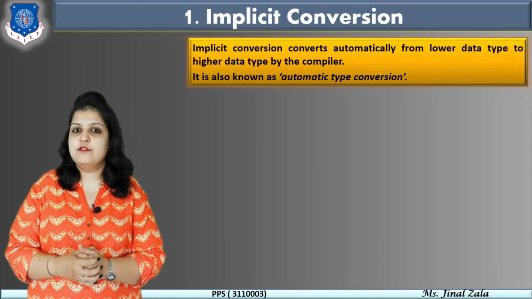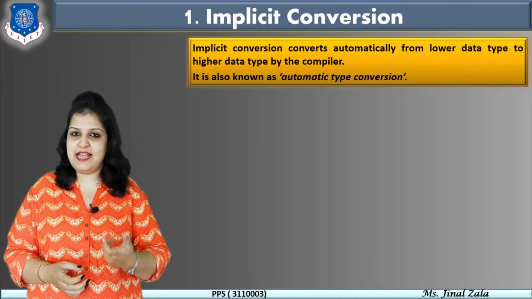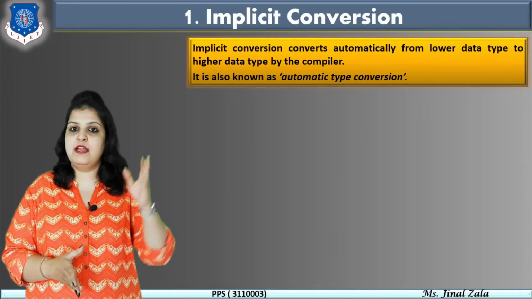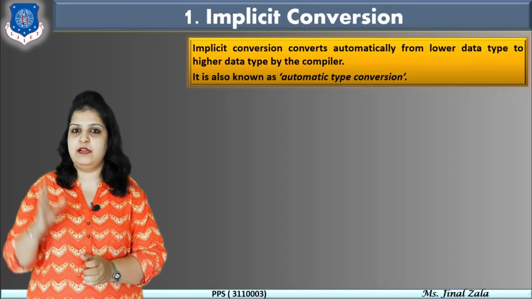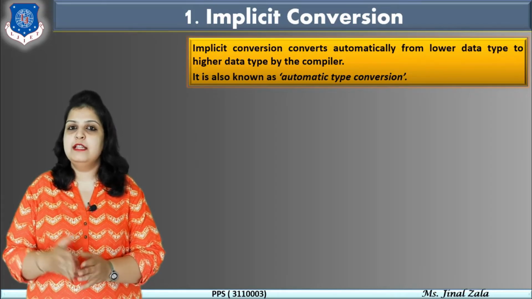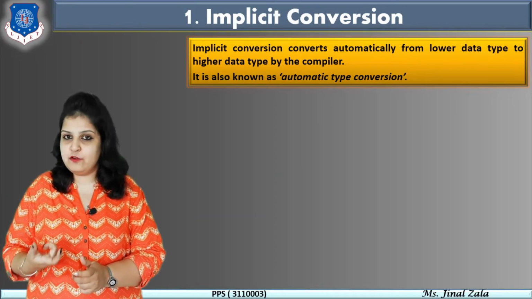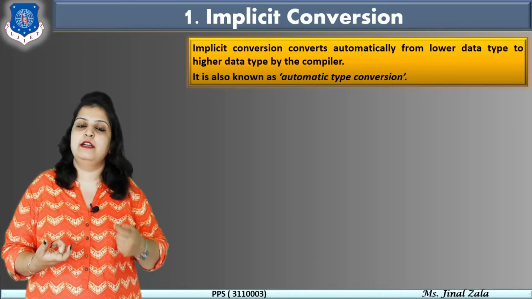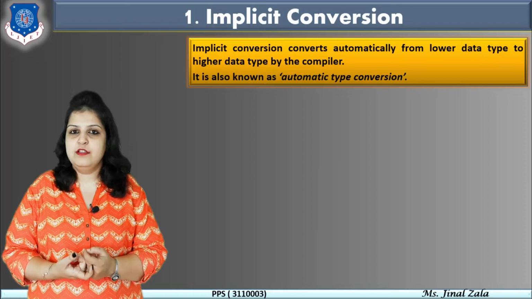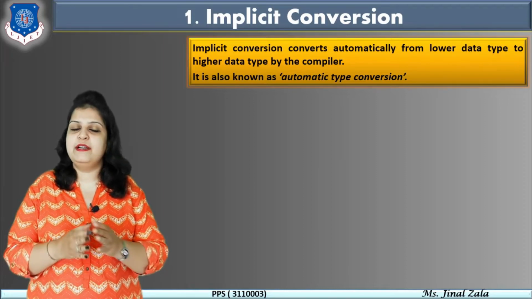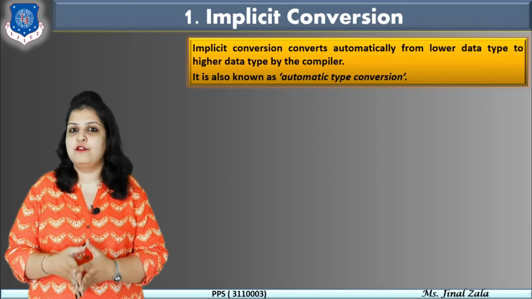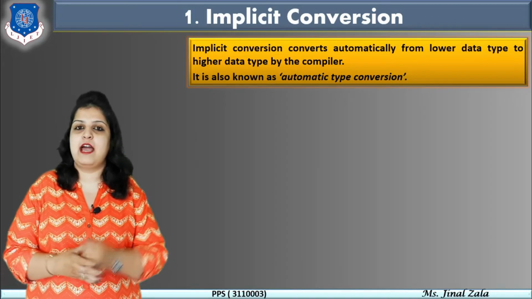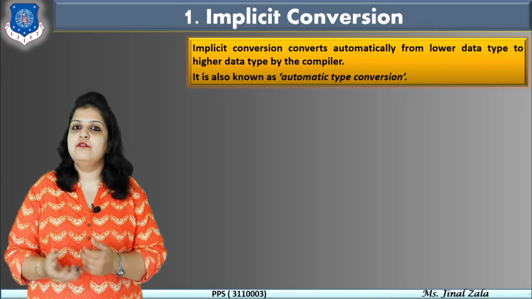So which one is higher, integer or float? Obviously float. So when we have an expression like C = A + B, and in that expression A is an integer and B is a float, then when the addition is executed by the compiler, the integer data type is automatically converted into the float data type. This conversion is done automatically, that's why it is also called automatic conversion, or implicit type conversion.